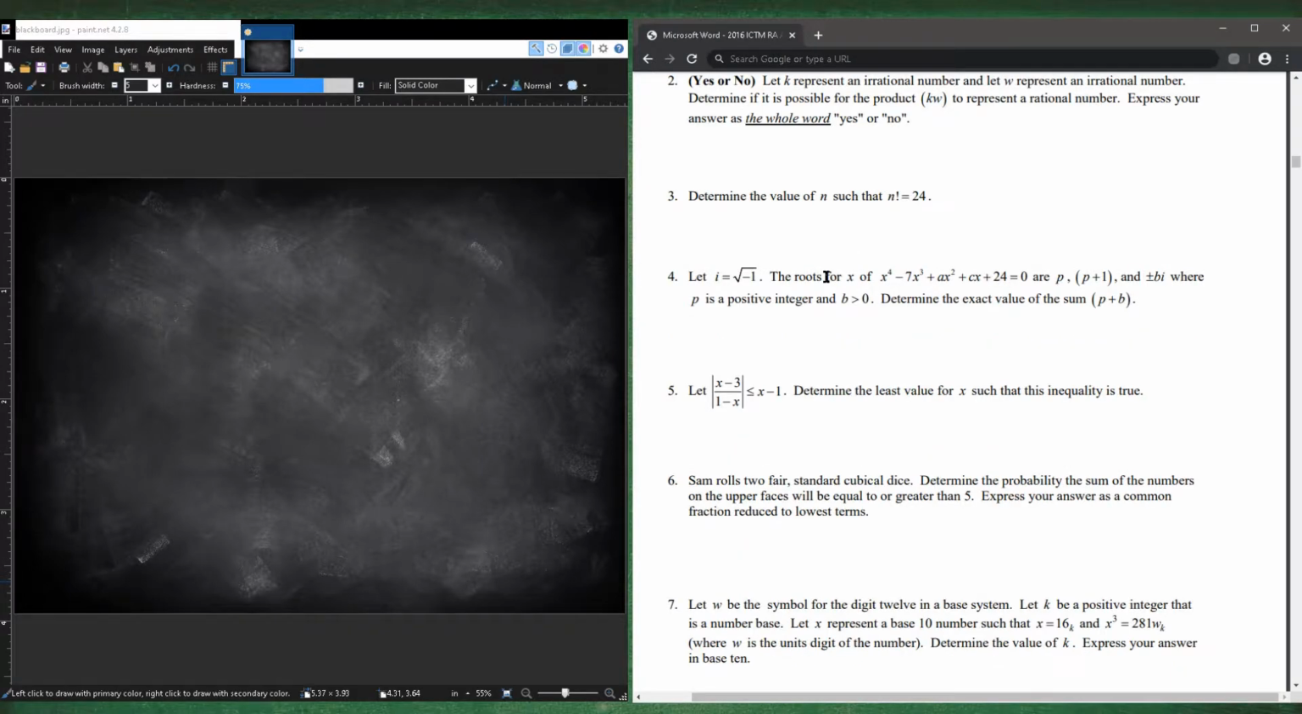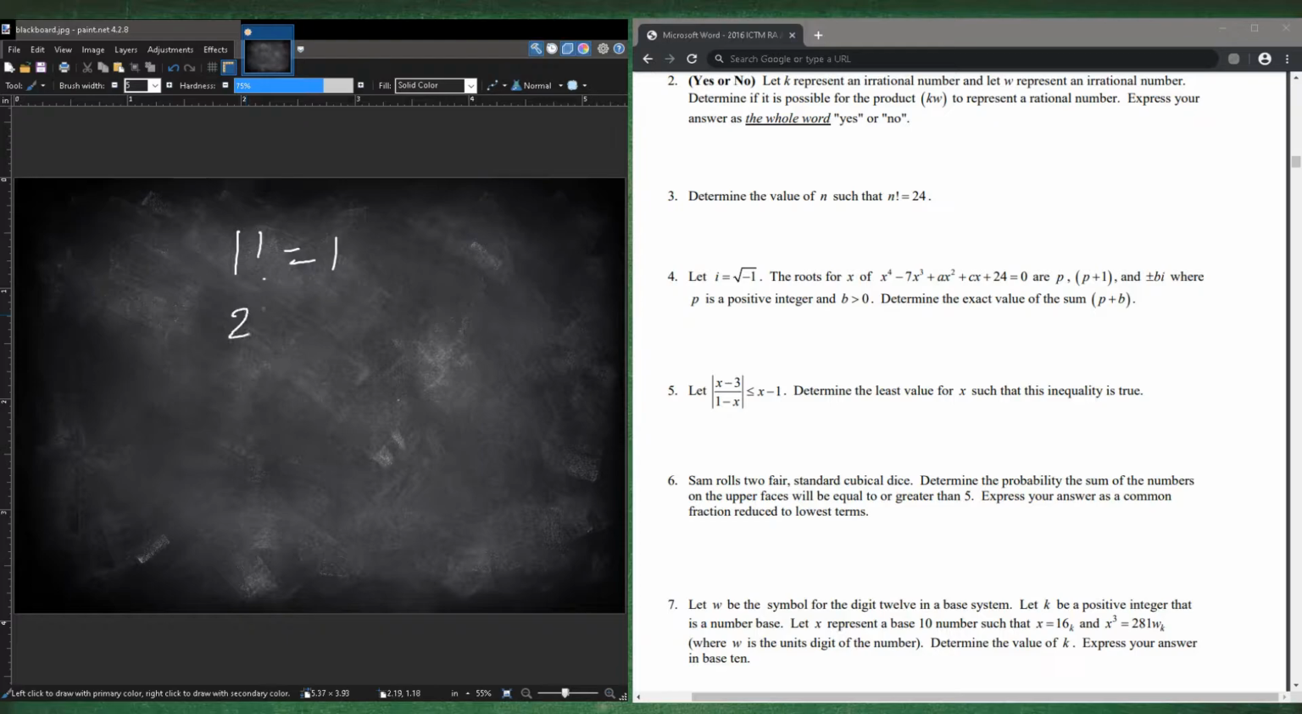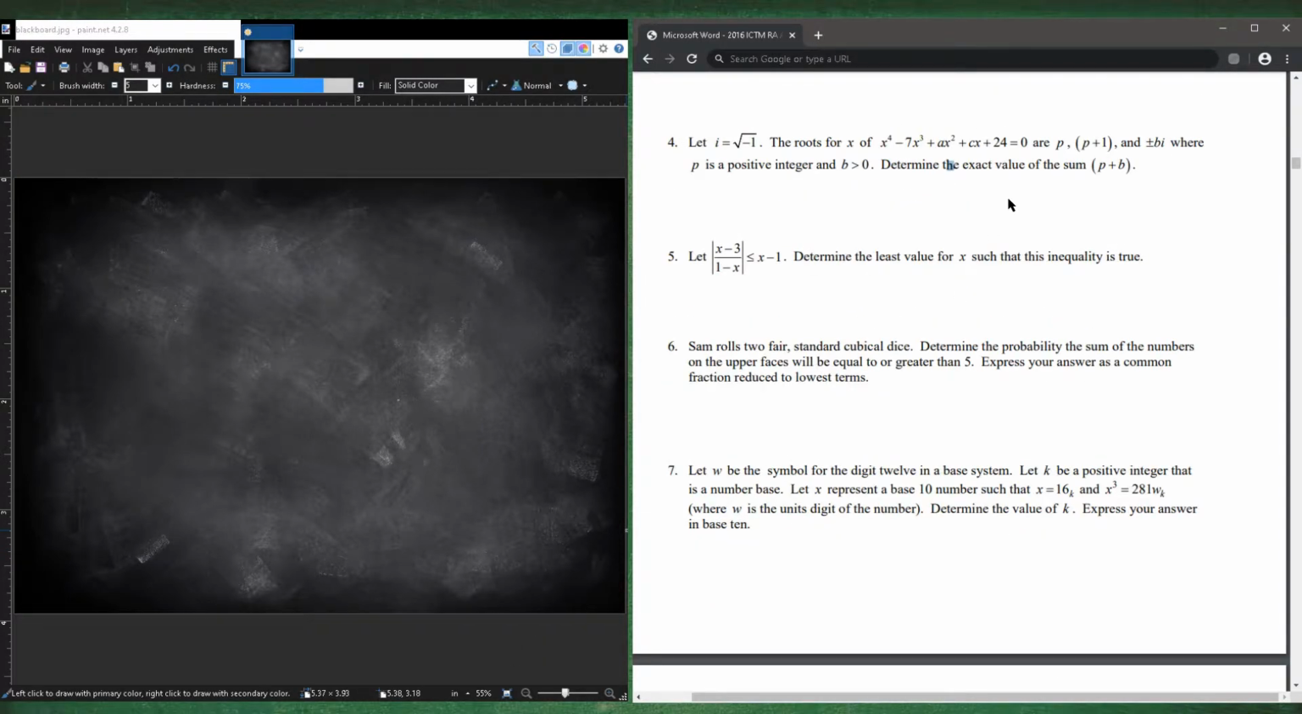So 3, determine the value of n such that n factorial is equal to 24. 1 factorial is equal to 1, 2 factorial is equal to 2, 3 factorial is 3 times 2, which is 6, and 4 factorial is just 4 times 6, which is 24, right? So n is going to be equal to 4. That's if you want to memorize it. I usually memorize from 1 to 5 factorial. So it's 1, 2, 6, 24, 120. And if you want to include 6, that's 720. It's one of the simpler questions. So 1, 2, and 3 are definitely simple.